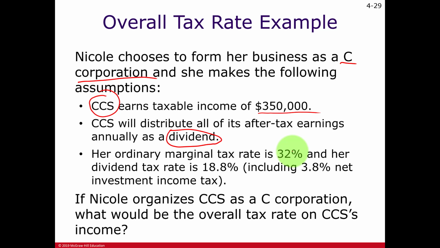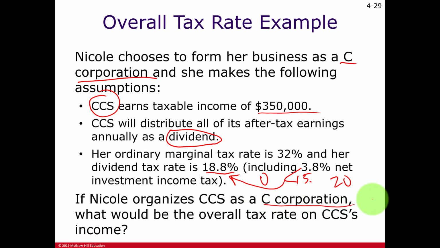And we're told that the dividends, which she's collecting from this corporation, we're assuming it's qualified dividends, is taxed at 18.8%. That's 3.8% for the net investment tax rate, and another 15%. You remember, we get taxed either at 0, 15, or 20. So we're told here to assume it's 15 plus the net investment tax to get a total tax on the dividends of 18.8%.